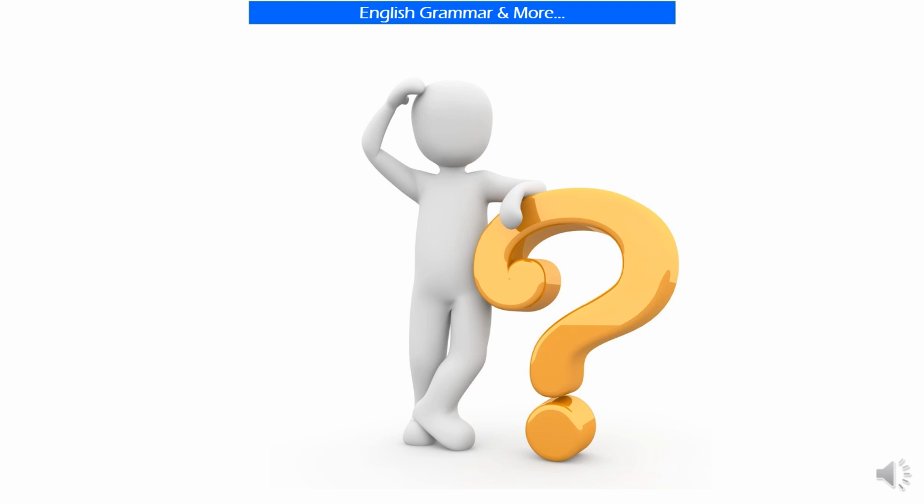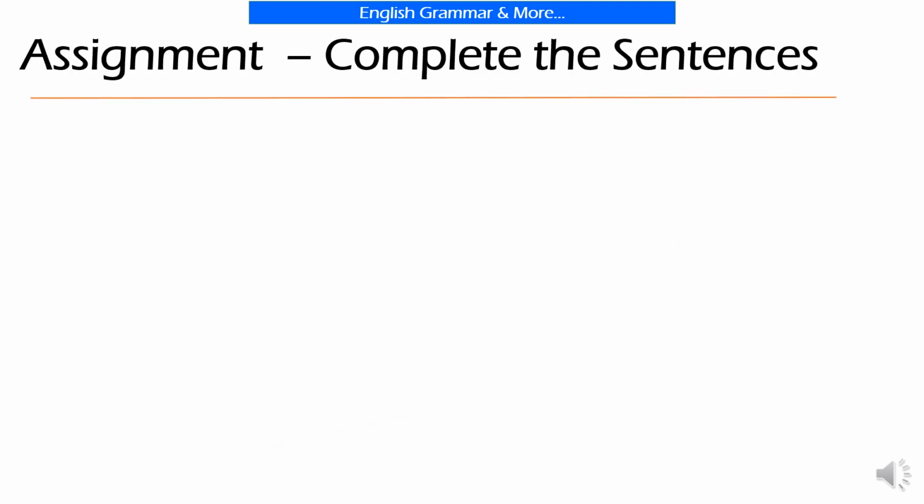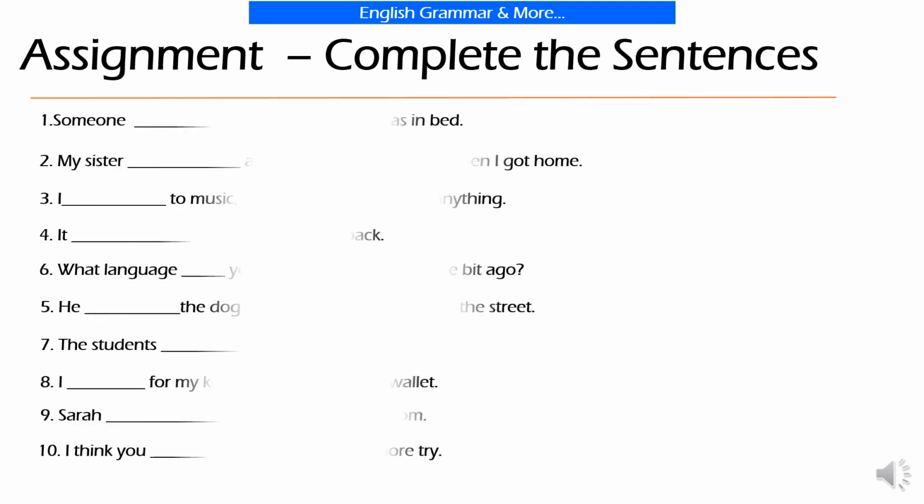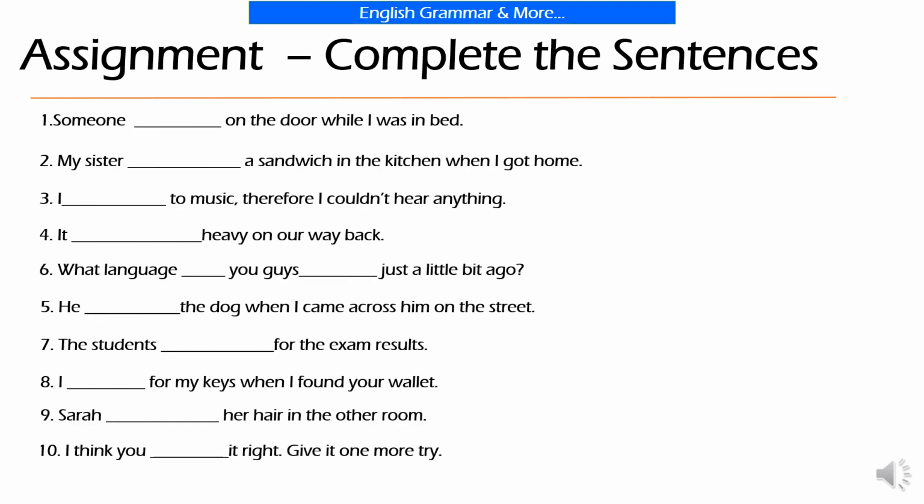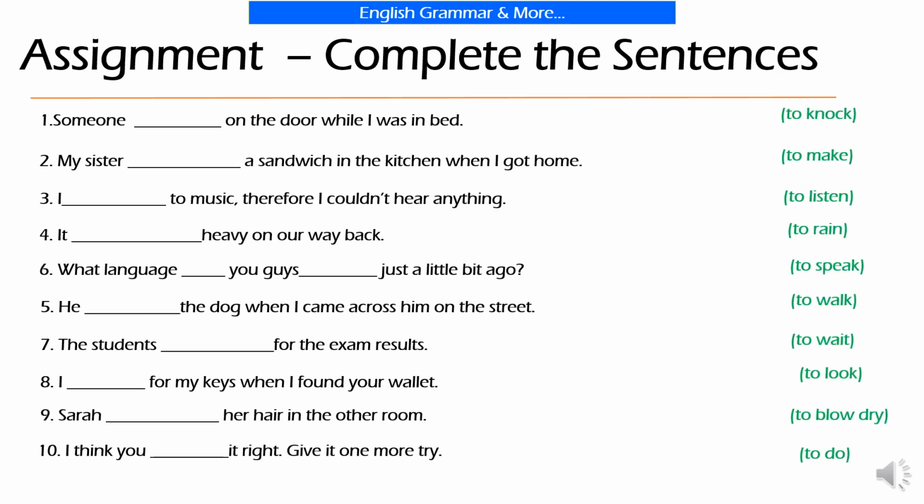Practice time. Now, to practice what you already learned about the past continuous tense form, I would like you to complete the sentences you see on the screen by using the verbs given in green in the past continuous tense form. You have 30 seconds to complete this task. After 30 seconds, I'll show the correct answers so that you can cross-check.